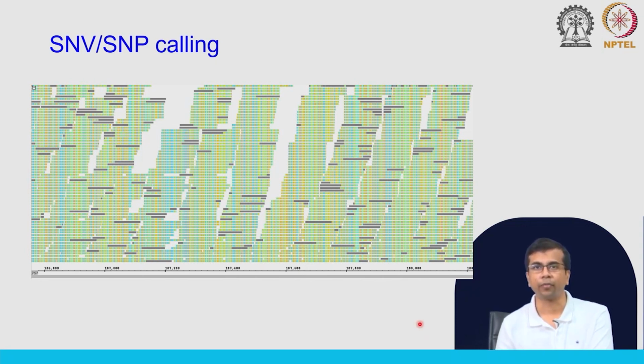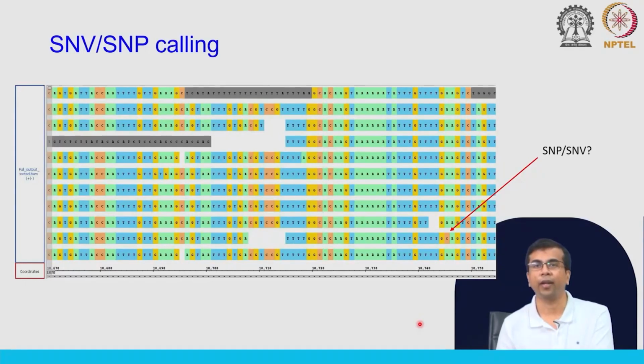Now we can zoom in a little bit, and we can see the matches or mismatches that are present in the read compared to the reference sequence. I have highlighted one such mismatch here. You can see most of the reads show A in this position, but this read shows C. The question is, is this an SNP or SNV? This is a very nice way of visualizing the mapping results, and then you can ask whether this is an SNP or SNV.